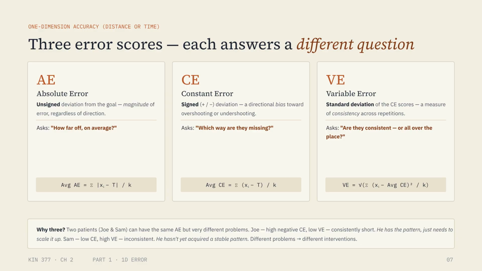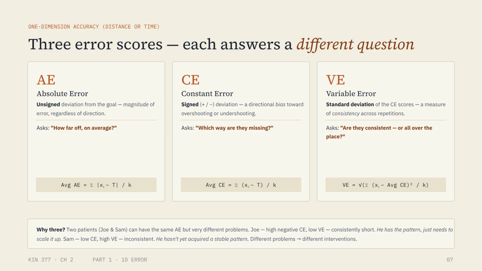Your intervention with Joe? Cue him to push off harder. Give him a target line on the floor. Build in confidence. Sam, on the other hand, has a low CE, about 3, but a high VE, about 12. Sam is sometimes long, sometimes short, sometimes way long, sometimes way short. He doesn't yet have a stable pattern. Your intervention with Sam? Lots of repetitions on the basic stride, with knowledge of results every trial to build a reliable movement pattern. Same magnitude of error, completely different problems, completely different rehab plans.